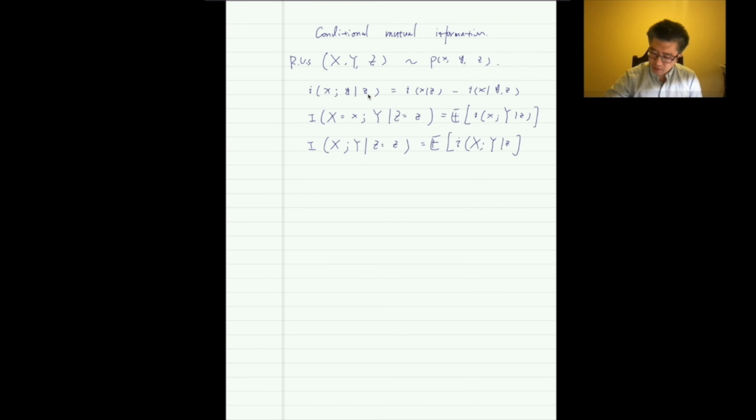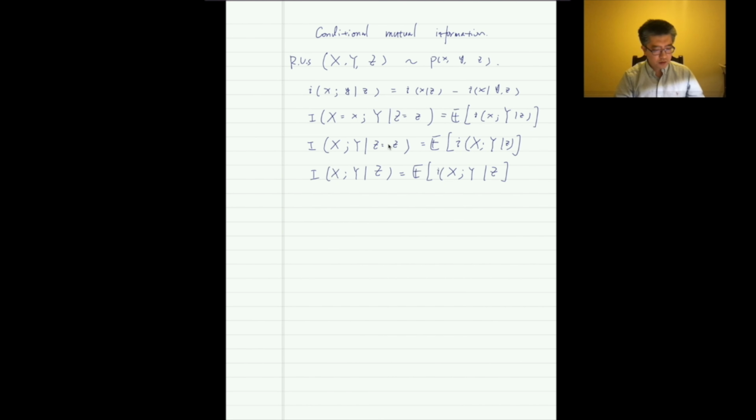And then finally we can take the average over z, because this is only a realization. So notation-wise, that would be something like this. This is defined as the expectation over all of x, y, and z of I(X;Y given Z). So this is the conditional mutual information.